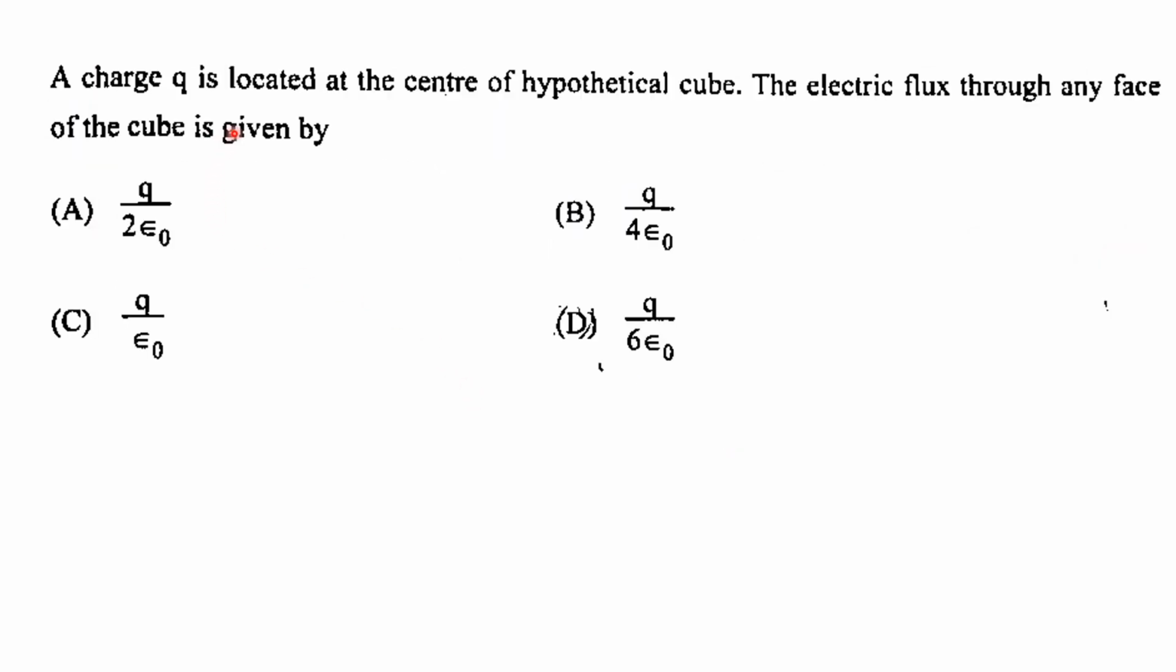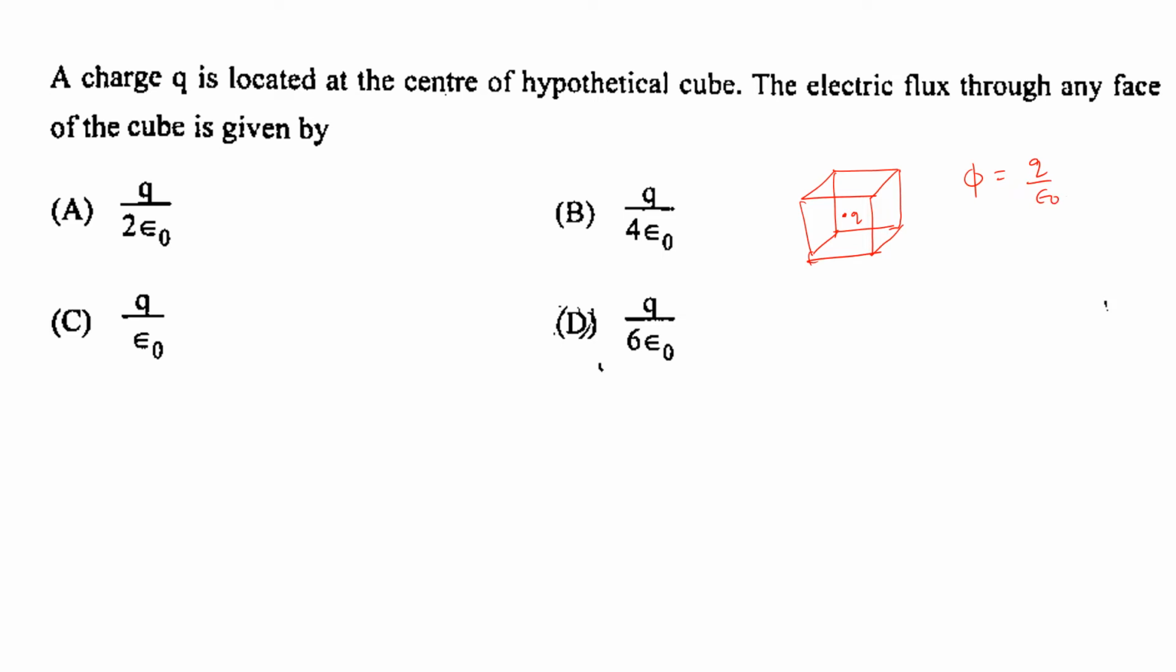A charge q is located at the center of hypothetical cube. The electric flux through any face of the cube is given by. So here consider a cube. Here charge q is placed at the center of cube. Then the electric flux through the cube is given by phi is equal to q by epsilon naught.